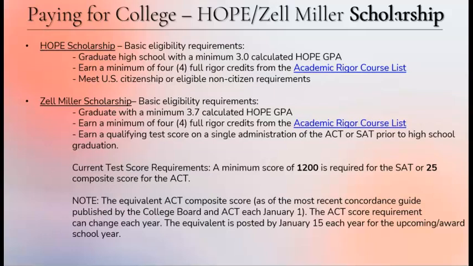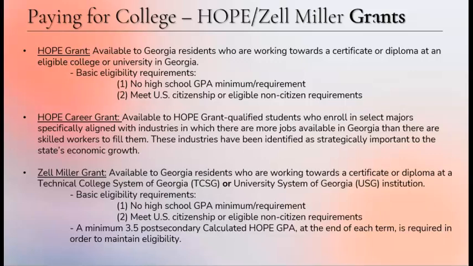And last thing about the Hope and Zell Miller Scholarship is the schools to which these funds apply. They can be 4-year schools with some exceptions to 2 years, but typically these are for your in-state 4-year universities and colleges. Now let's talk about the Hope and Zell Miller grants. These are typically specific to our TCSG colleges and select USG universities. So that's our Technical College System of Georgia colleges, and again, select University System of Georgia universities.